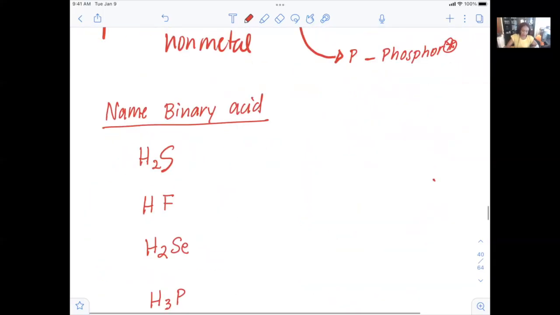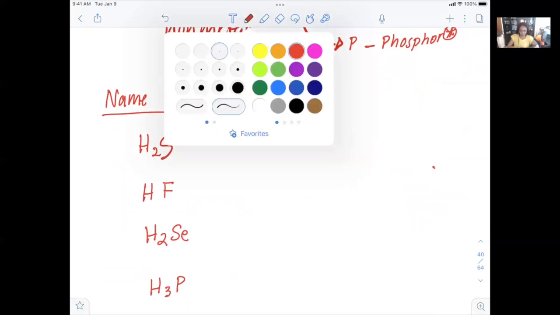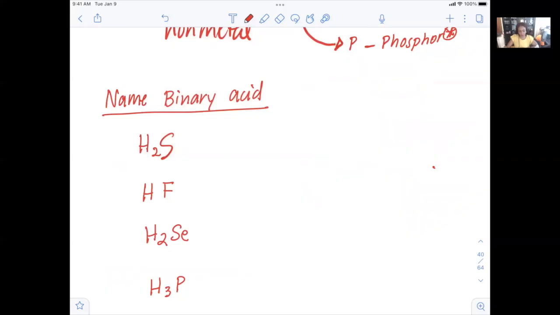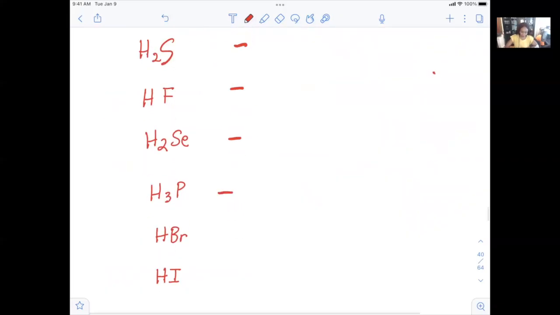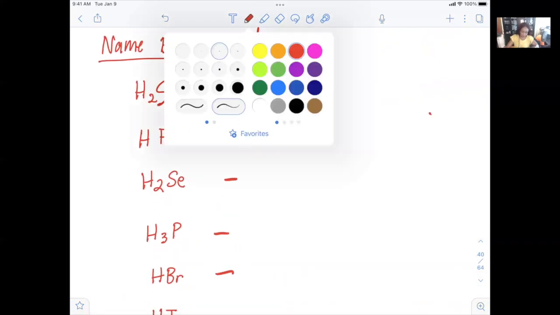So we have some practice problems here. I already had these pre-made, ready for us to work on, so I don't have to stop and think of something. Okay, let's go ahead and do this.